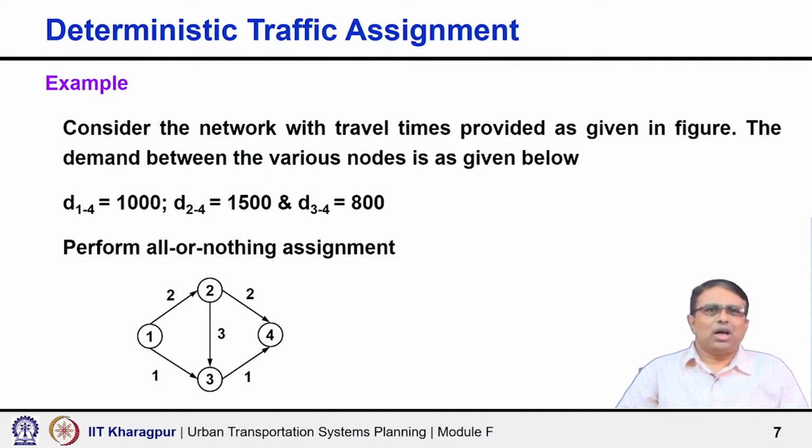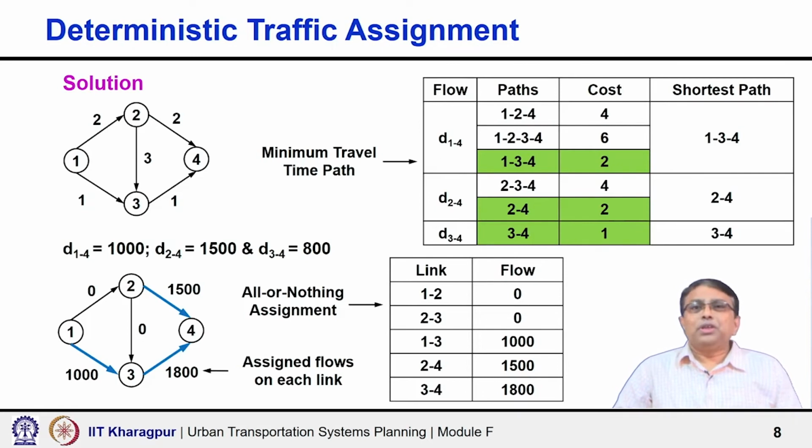Let us take an example, it is a small example. Consider the network. I have got 1, 2, 3, 4 nodes and a few connections, the travel times are given and the demands are given like 1 to 4 1000, 2 to 4 1500 and 3 to 4 800. Now, what we are trying to do here is perform all or nothing assignment. That means, we are trying to assign these demands following the all or nothing traffic assignment technique and trying to see what will be my distribution of demand, or how much demand will come to each and every link. So, the first step to do that, I need to find out the shortest path.